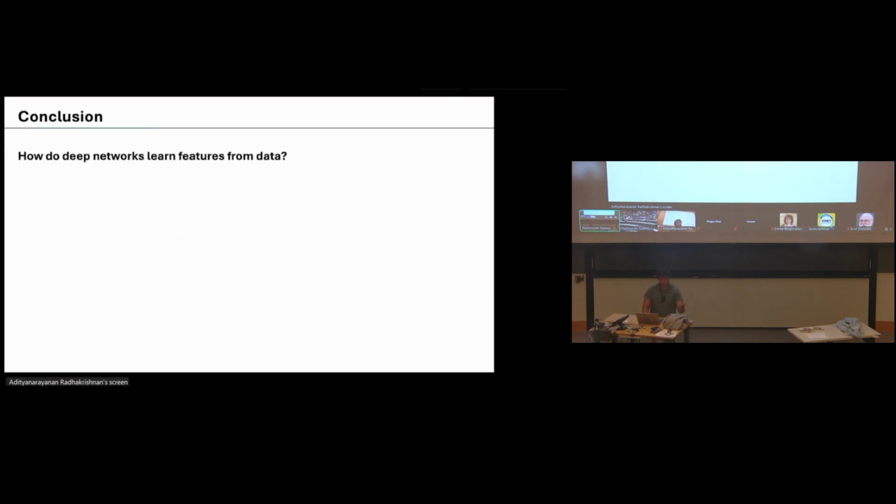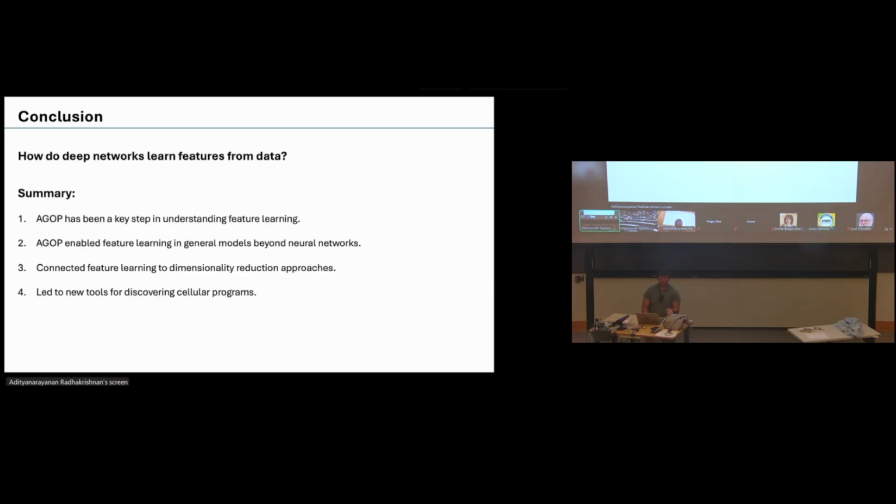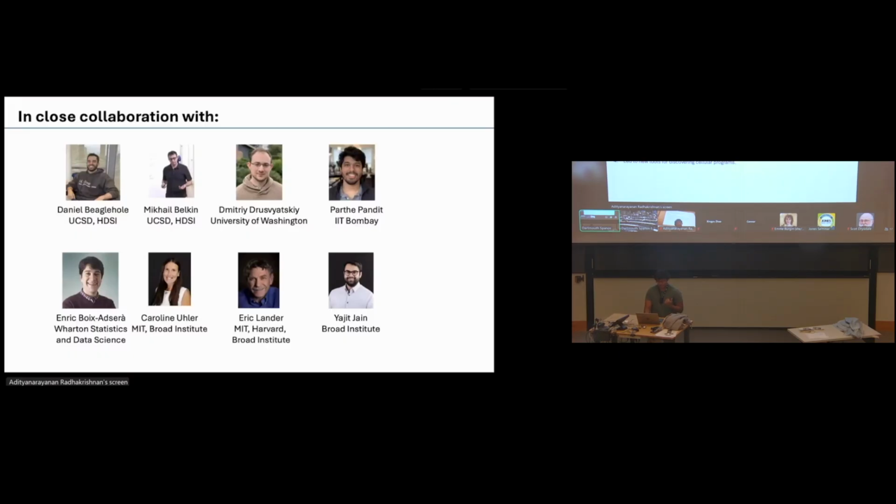So with that, I wanted to conclude, and say this has been an extremely rich question for at least my research, of understanding how neural networks learn features from data. And really for us, this AGOP has been a major step in understanding how models in general can do supervised dimension reduction. But it's really been useful in enabling feature learning in models beyond neural networks, connecting feature learning to dimensionality reduction approaches, and applying it to scientific domains, things like identifying cellular programs.